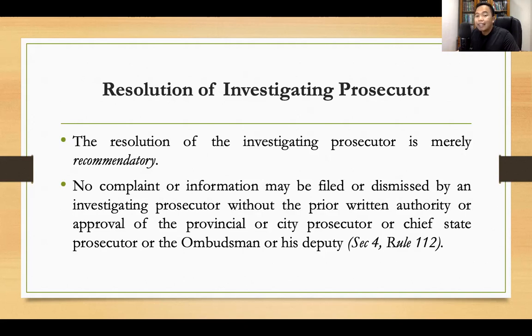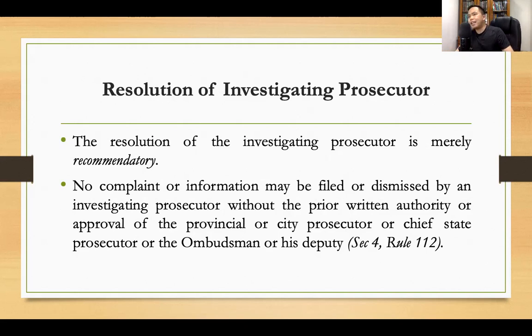Okay? Now, remember, class, that in case the investigating prosecutor drafts a resolution, that draft is merely recommendatory. Take note of that. Meaning it is not yet final, because no complaint or information may be filed or dismissed by an investigating prosecutor without the prior written authority or approval of the provincial or city prosecutor or the chief state prosecutor or the ombudsman or his deputy. Since the resolution prepared by the investigating prosecutor is merely recommendatory, it needs the approval of the higher-ups, meaning the provincial prosecutor or the city prosecutor, as the case may be. Without the approval of this higher authority, that resolution will not take its legal effect.